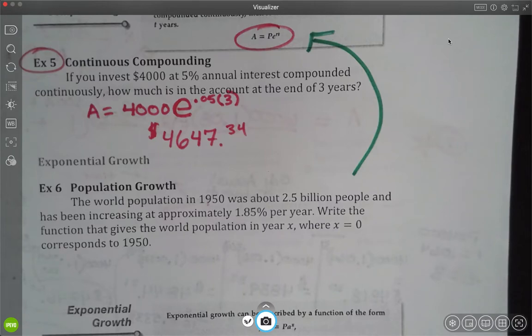Colton, get your notes up. Great. Pay attention. Okay. The world population. I just did an arrow. Did you write it? No.